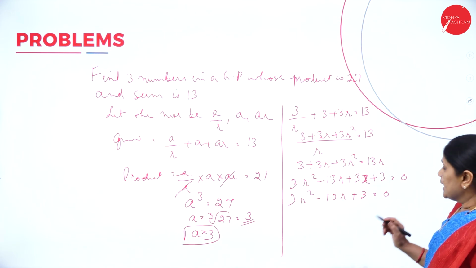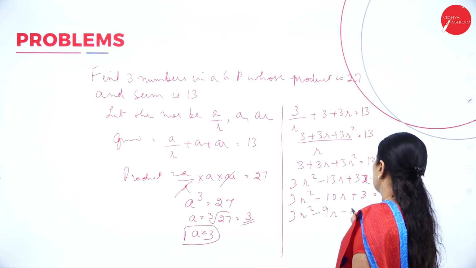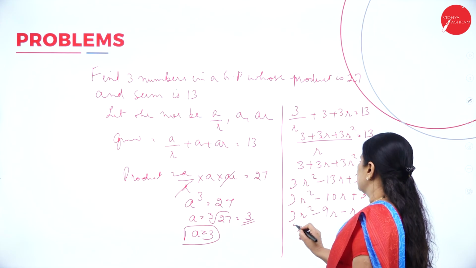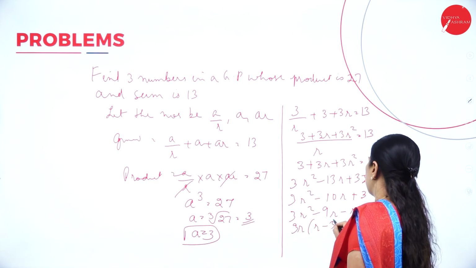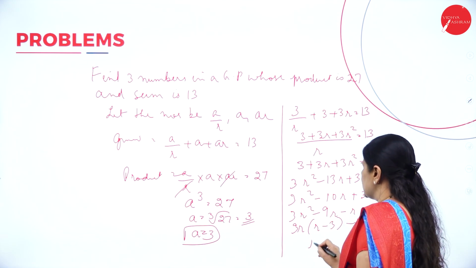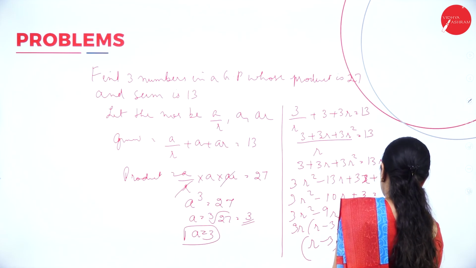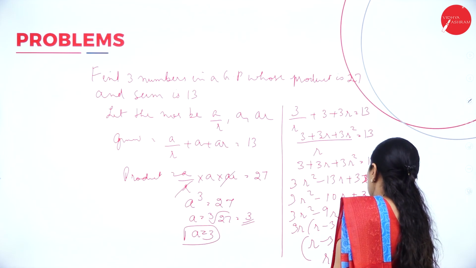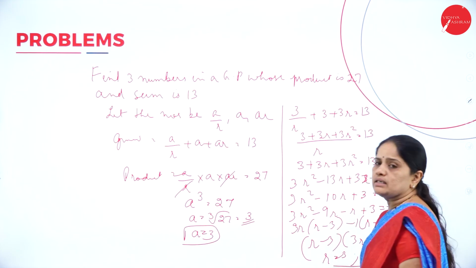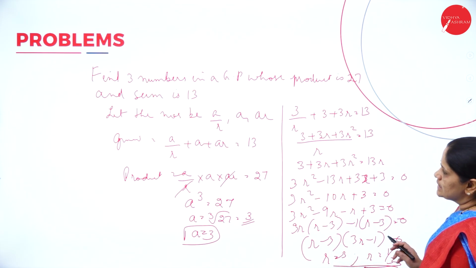So 3 3s are 9. So 3R square minus 9R minus R plus 3 equals 0. 3R is common. R minus 3, minus 1 is common. So R minus 3, 3R minus 1 equals 0. R equals 3 or R equals 1 by 3 is the answer.